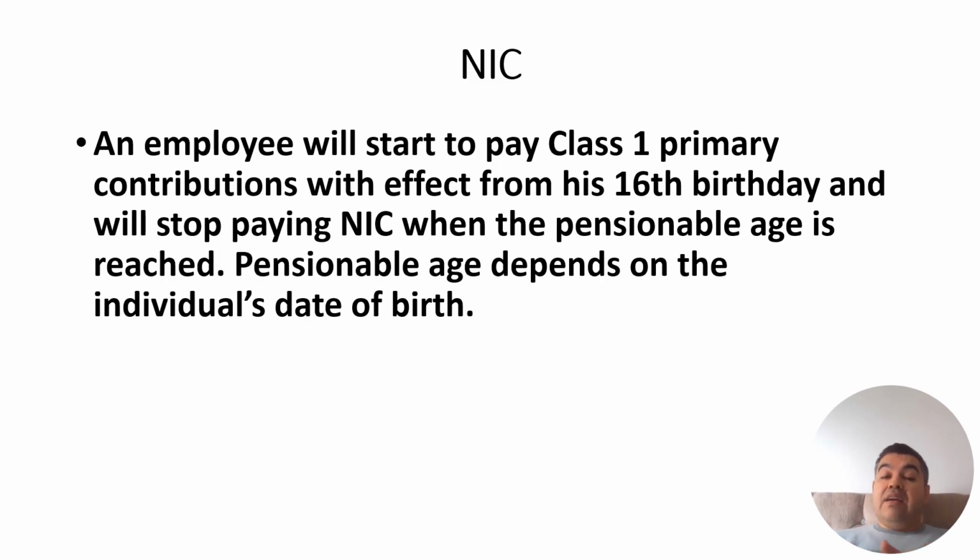An employee will start to pay Class 1 primary contributions with effect from their 16th birthday, and will stop paying NIC when pensionable age is reached. So when you reach pension age, you stop paying NIC, or HMRC will stop charging NIC. Pensionable age depends on the individual's date of birth.